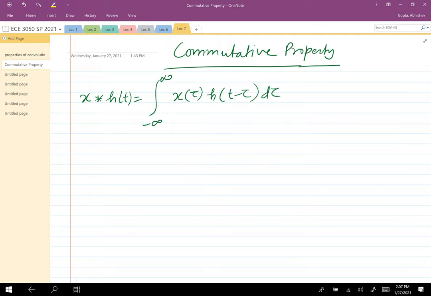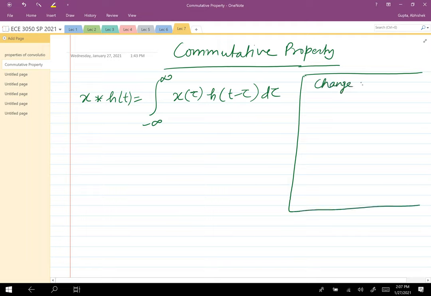Now I'm going to do a change of variable. Sorry, is that x of tau or x of t in there? X of tau. This is t, this is tau. So the change of variable: I want to write t minus tau as a new variable for integration. U is already used as the step function, so let me use tau prime. So t minus tau equals tau prime. So I have tau equals t minus tau prime, and d tau equals minus d tau prime.